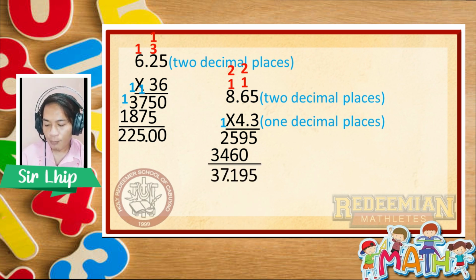37,195. Then move 3 times from right to left because there are 3 decimal places in the factors. Thus, the final answer is 37 and 195 thousandths.